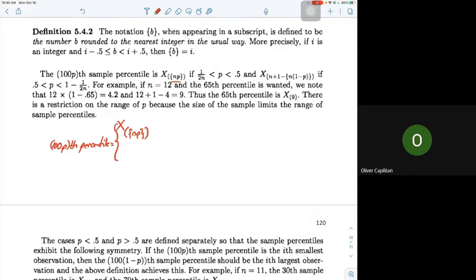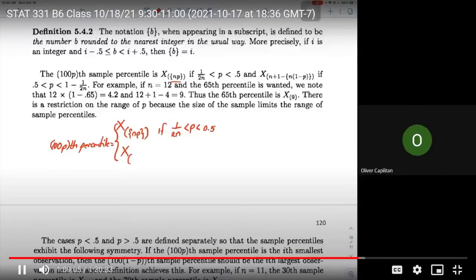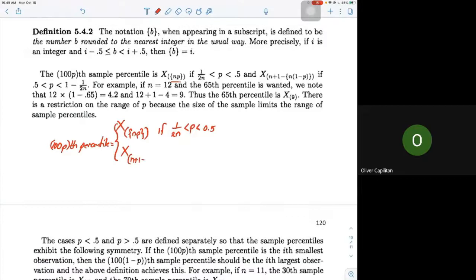If 1 over 2n is less than p, and p is less than 0.5, it is X sub np. Then we have X sub n plus 1 minus n times 1 minus p, if p is greater than 0.5 and less than 1 minus 1 over 2n.